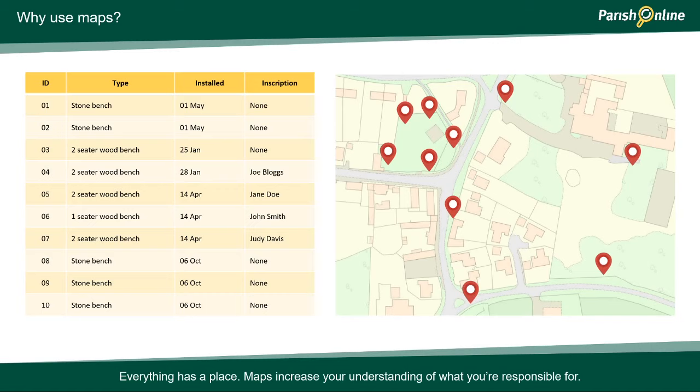So plotting those out onto a map, you can see that you've got a big distribution in the top left, and that can help in the future if you're going off doing maintenance. Knowing where something is is the first battle. So plotting a non-map based spreadsheet into a map form gives you so much more information. We think that this is really helpful in increasing your understanding of what you're responsible for.